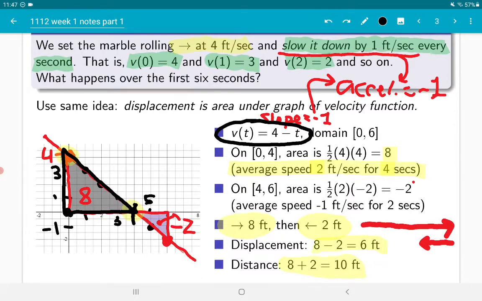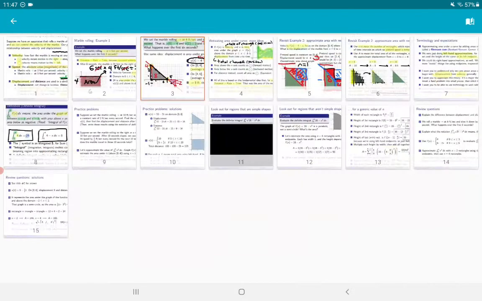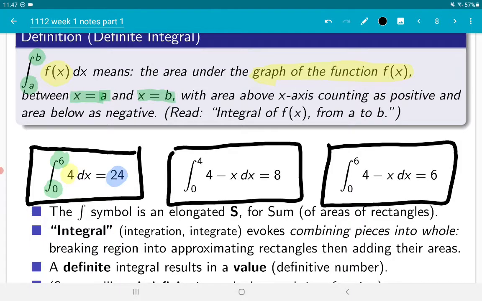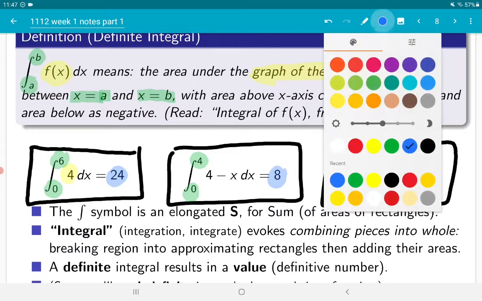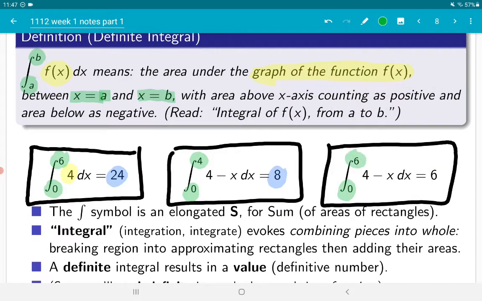And so collectively, if I thought about the whole thing from 0 to 6, we found a displacement of 6 feet. That's precisely what these things are saying. When I go just from time 0 to 4, I ended up with an output of 8. And when I went from 0 all the way over to 6, I ended up with an output of 6 total. But notice it's the same function inside.